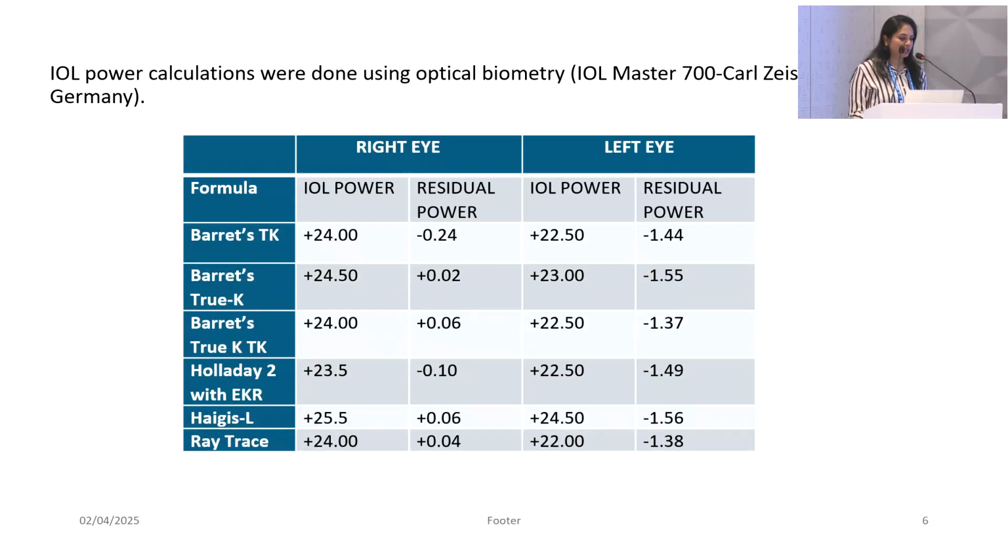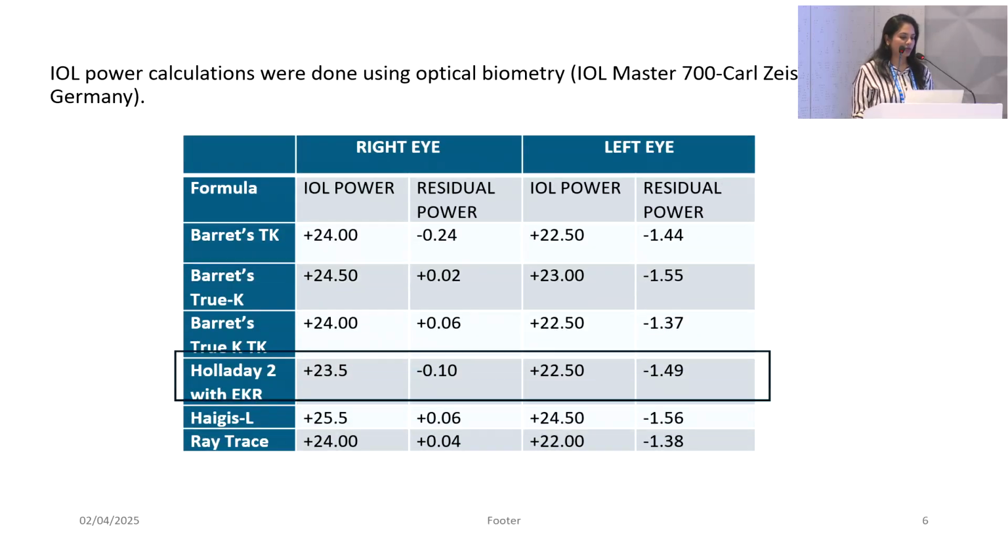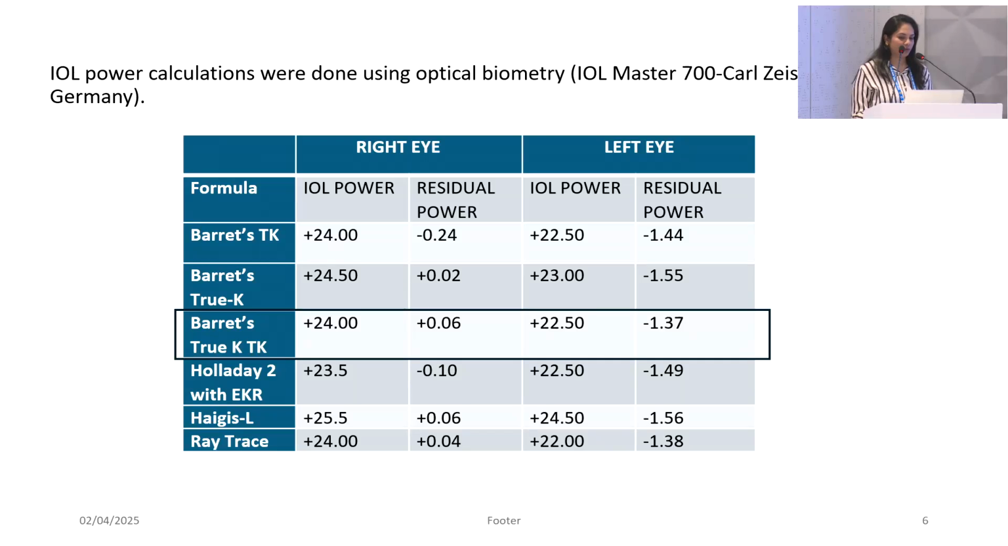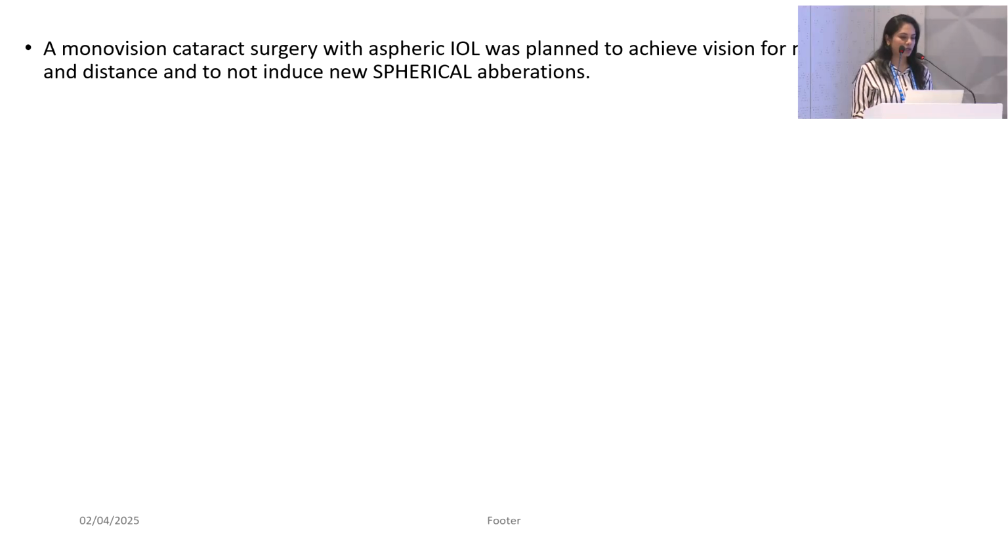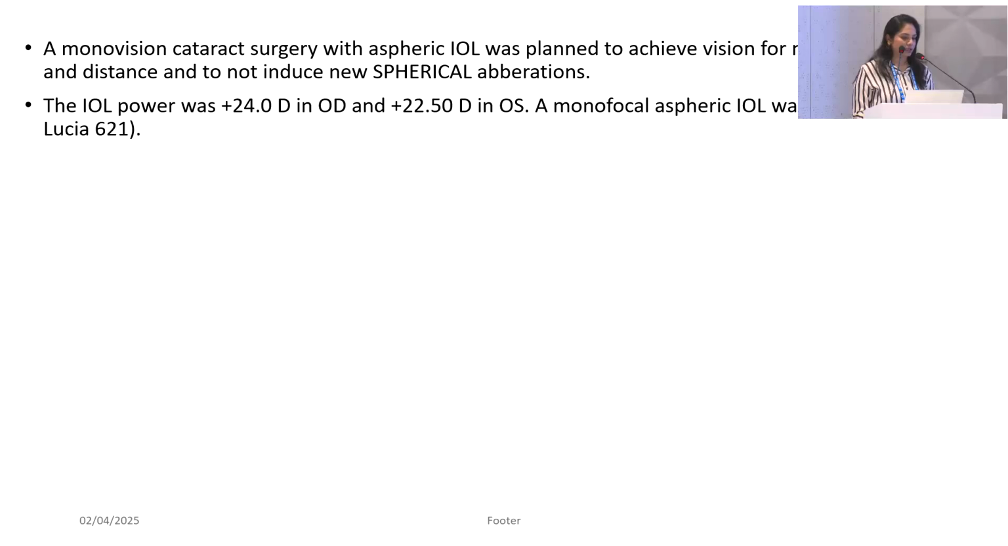The IOL calculations were done using the IOL Master 700. We took different formulas into consideration, but we went forward with the Barrett True-K TK formula. Monovision cataract surgery with an aspheric IOL was planned for her to achieve good vision for near, intermediate and distance, and not to induce any new spherical aberrations. The IOL power that we got was plus 24 for the right eye, and plus 22.5 for the left eye. A monofocal aspheric IOL, Zeiss CT Lucia, was used for her.